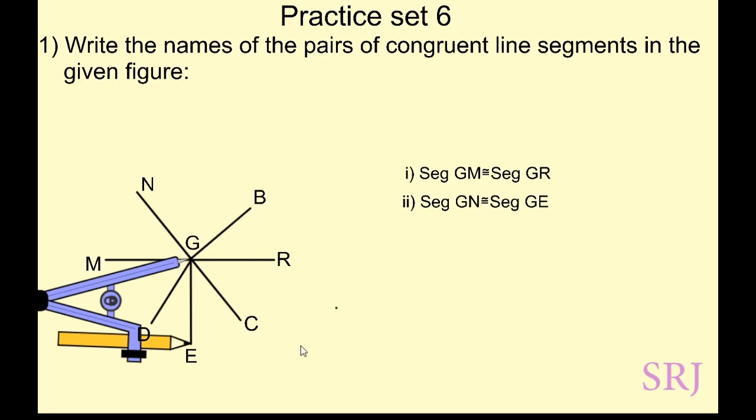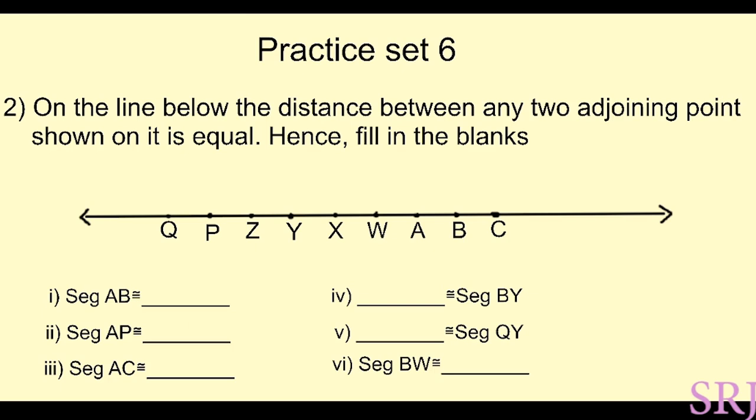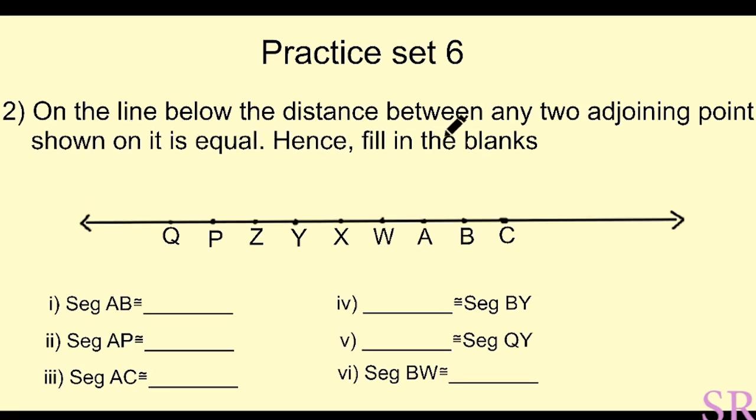So students, the next two pairs of congruent line segments are for homework. You have to write the names of the pairs. Practice set 6. On the line below, the distance between any two adjoining points shown on it is equal. Hence, fill in the blanks. Now here, as we can see, the distance between any two adjoining points is equal. So here, the distance between every point is equal, that is 1 centimeter. And on the basis of this line, we have to fill in the blanks.